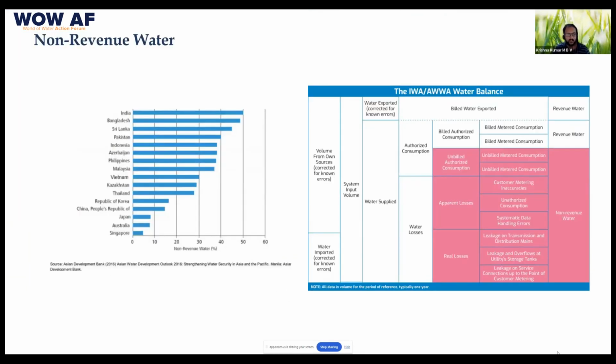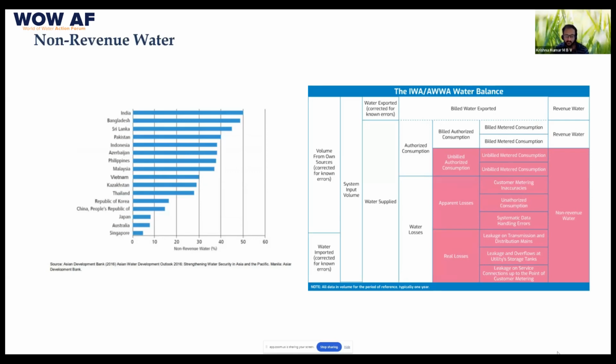I want to introduce the term called non-revenue water. I think many of us would not have heard of this term. But though we use distribution networks day in and day out for our water consumption, when you look globally, I think India stands first in non-revenue water. What is this non-revenue water?